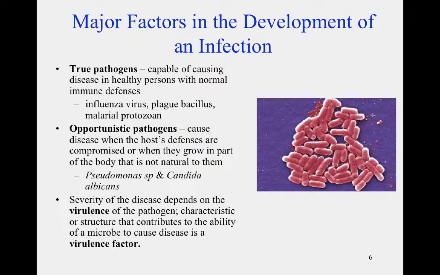Now, as far as the bugs that can actually make us sick, there's a differentiation here between pathogens that will make a healthy person sick versus those that will specifically cause disease in someone who has an immunocompromised status. So, a pathogen that will make a healthy person sick is referred to as a true pathogen. So this is capable of causing disease in healthy people with normal immune defenses. And some examples of this, if you're not immunized or vaccinated, the flu, plague, malaria. But this is different than an opportunistic pathogen.